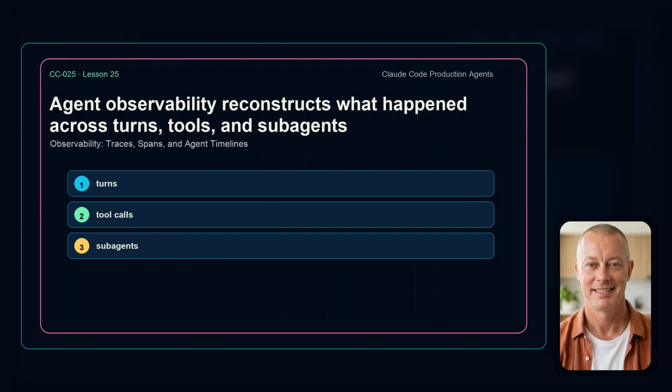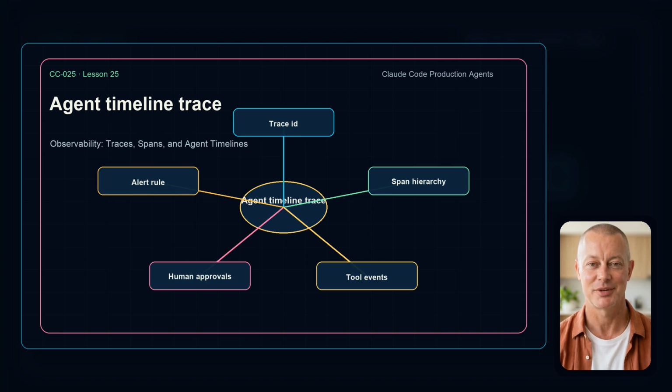The core idea is this: agent observability reconstructs what happened across turns, tools, and sub-agents. That means you need more than final answers. You need artifacts, traces, checks, and operating rules that let a team compare yesterday, today, and the next release.